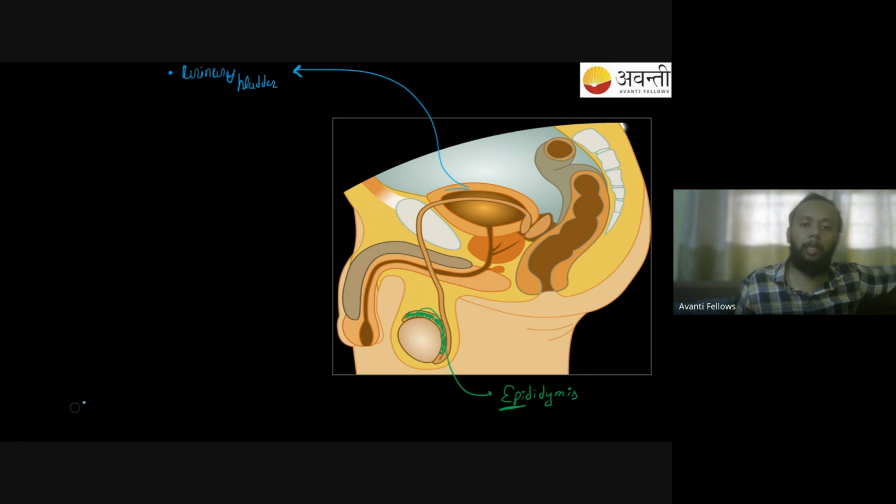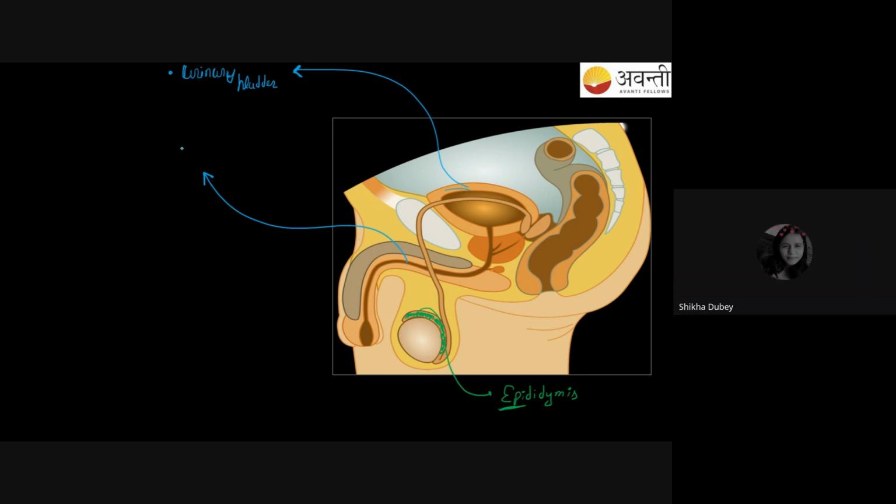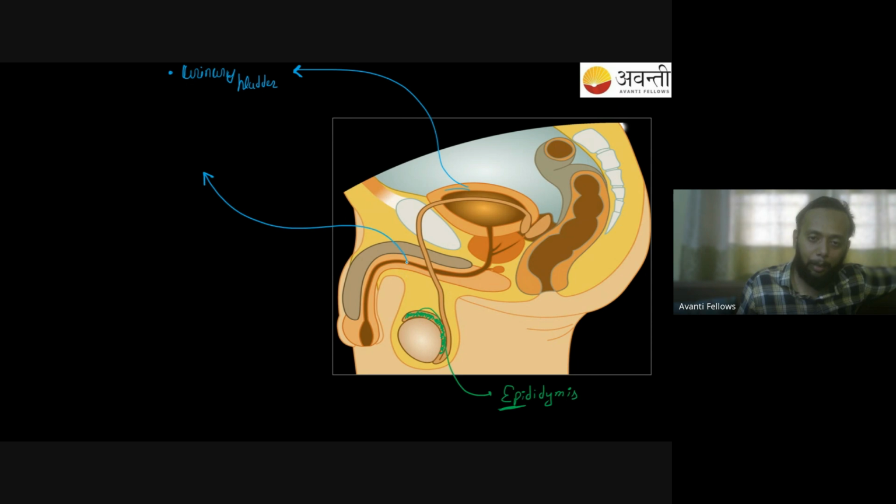Now you have to tell me this region. Look at the point over this region. Shika, this region is called what? Seminal vesicle. No, this one, look at this blue point over here. The seminal vesicle will be here, this will be my seminal vesicle. Right? So this point over here is called what?